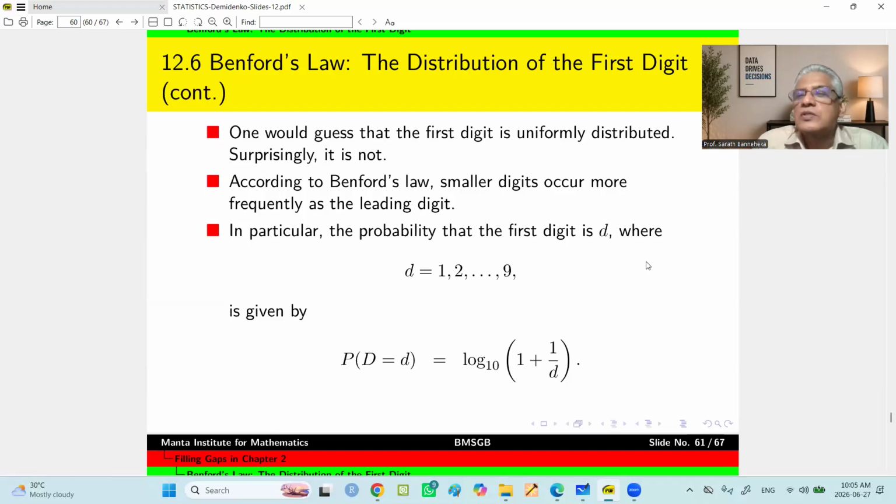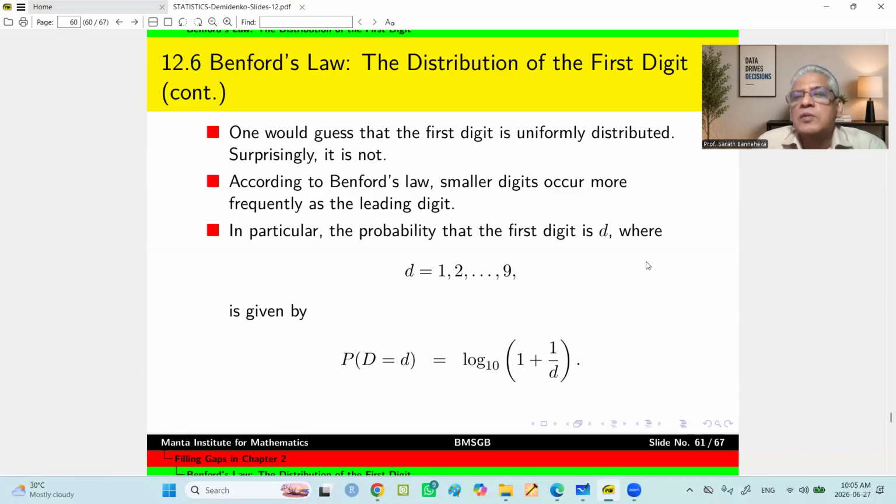According to this finding, it's called Benford's law. It's actually a probability mass function, right? According to Benford's law, smaller digits have higher probability and occur more frequently as the leading digit. Of course, this is not always true. This is true in most cases. This is not a law that is applicable for any data set. There are always restrictions.